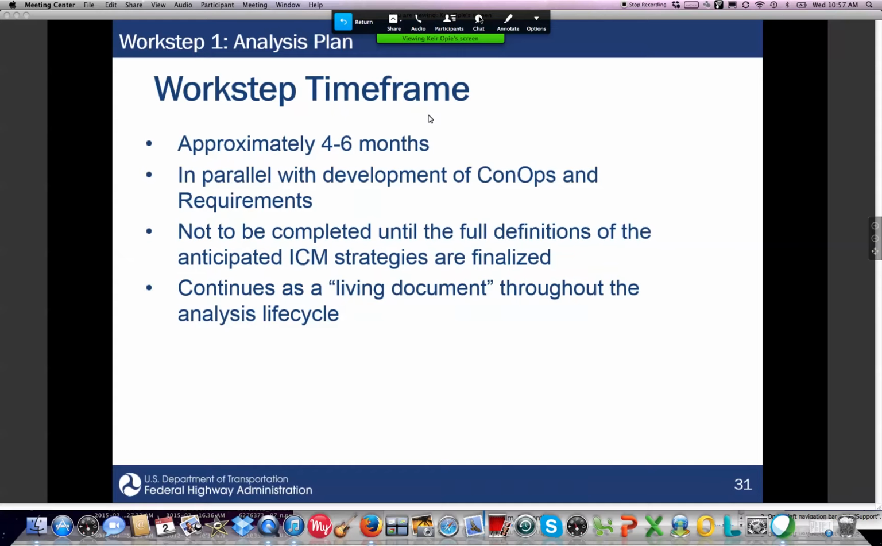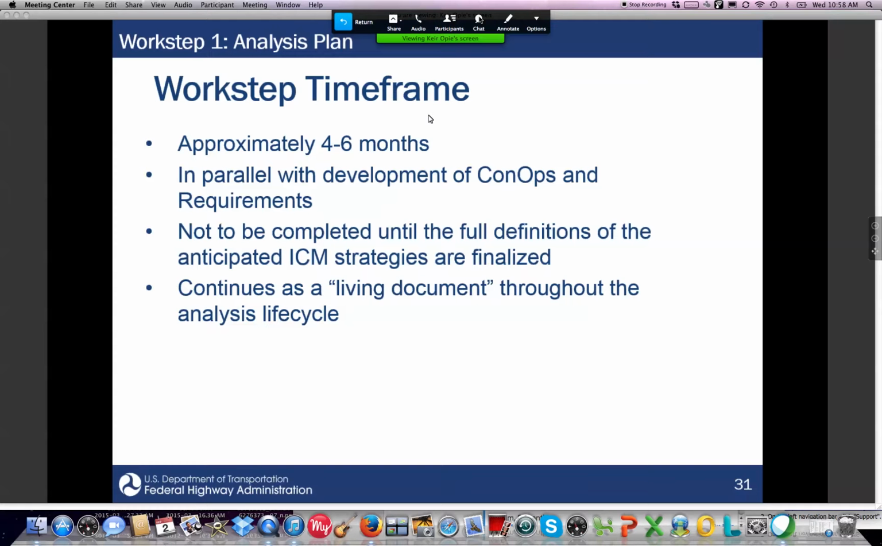So within the time frame, actually completed generally in 4 to 6 months, it is a good idea to start to consider this as part of the ConOps development, or at least develop it in parallel. Start to look at some of these key elements. You may not be drilling down into the different analysis scenarios, but at least start to look at how an AMS tool is going to factor into the ConOps and the requirements that you're developing for your ICM system.